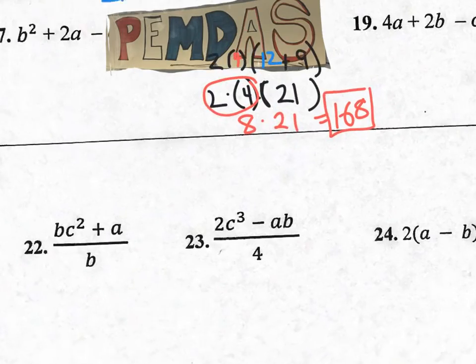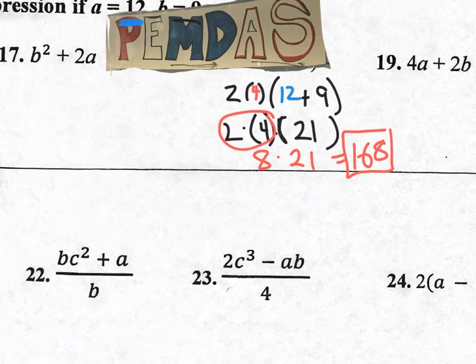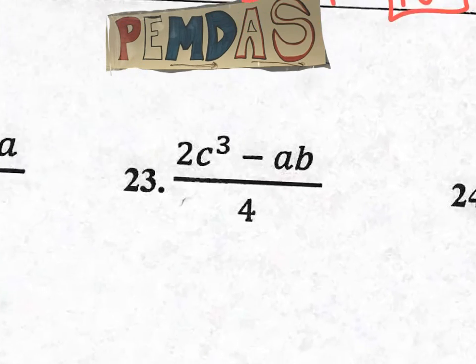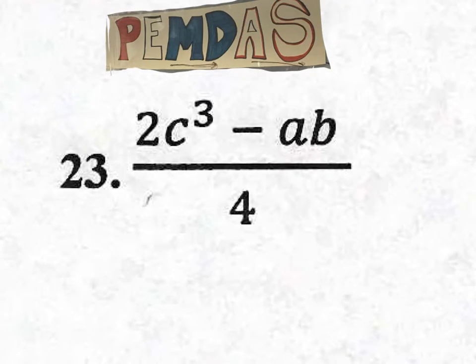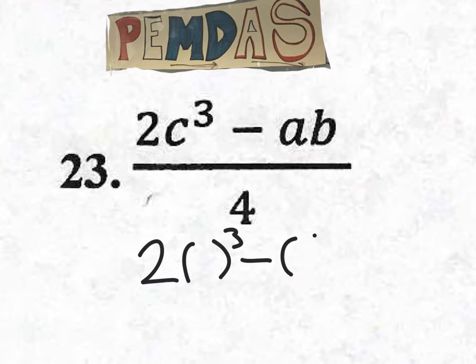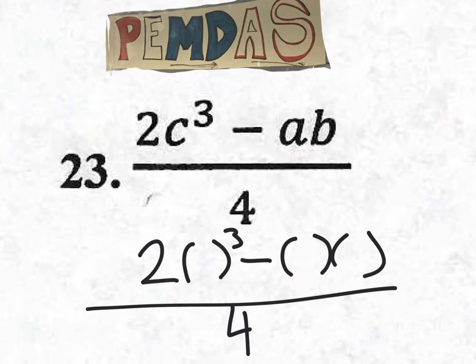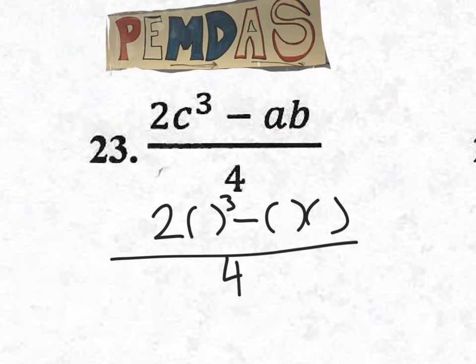Let's do 23. And again, I want to mention that it's very important to plug in. And normally when I see letters together like this, I like to plug in with parentheses. So let me first rewrite everything. Instead of 2c to the third, I want to put 2 parentheses to the third. Instead of minus AB, I want to put minus parentheses. And then it's over 4, so put over 4 down there. Are you with me? So start out with parentheses and then plug in the values that they actually give you.